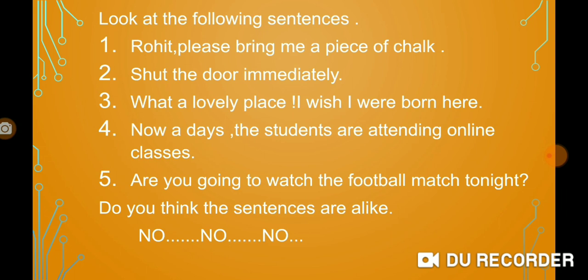So it's a different kind of sentence. When it comes to sentence number 2, shut the door immediately. It's not a request. Obviously, it's not a request. If I say it with the proper tone, then you would understand it. Shut the door immediately. It seems to be a command. It seems to be an order. So it is completely different from the first one.